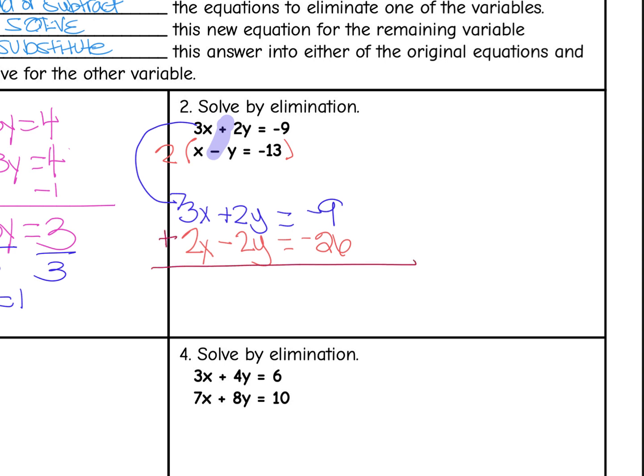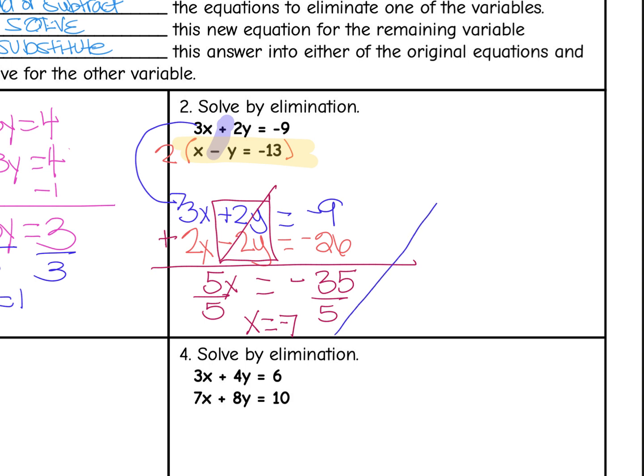Okay, 3x plus 2x, I have 5x. My positive 2y, negative 2y, those cancel out. And then negative 9 plus negative 26 is negative 35. And now I'm just going to divide both sides by 5, which leaves I have an x value of negative 7. So now I'm going to go and choose one of my original equations. I think what I'm going to do is just use this second equation here. And I'm going to substitute in wherever I have an x value, I'm going to substitute in that negative 7.